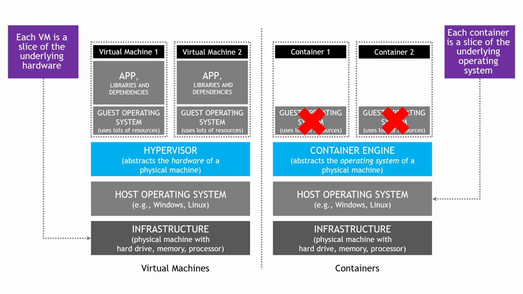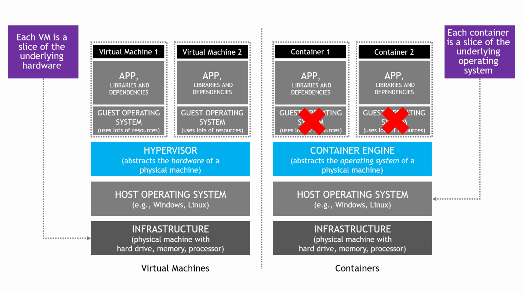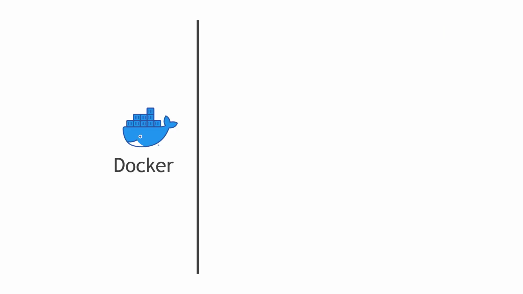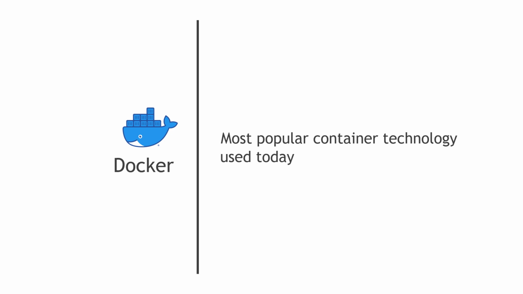Which is great because you don't have a bunch of OSs eating up valuable resources of the underlying physical machine. Then on top we've got the app and its libraries and dependencies and all of that in the containers. So like I said at the beginning, this is why containers are lighter weight and much faster to start, because you don't have to boot up a virtual machine and operating system every time you spin one up. The most popular technology today for containers is Docker.